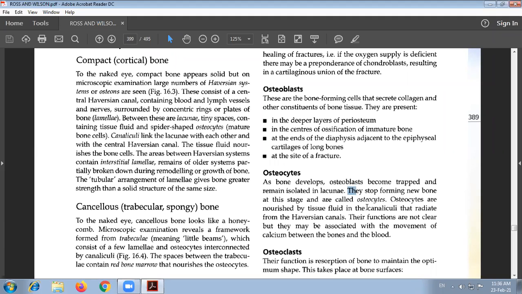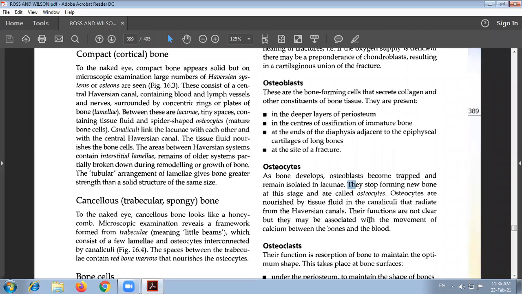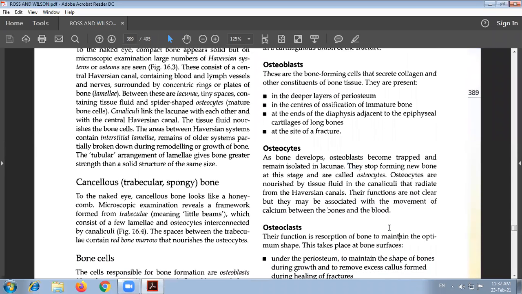The osteocytes are nourished by the tissue fluid in the canaliculi that radiate from the Haversian canal. Their functions are not clear, but they may be associated with the movement of calcium between the bones and the blood. So this is the primary function of the osteocyte, the movement of calcium from the bones to the blood.